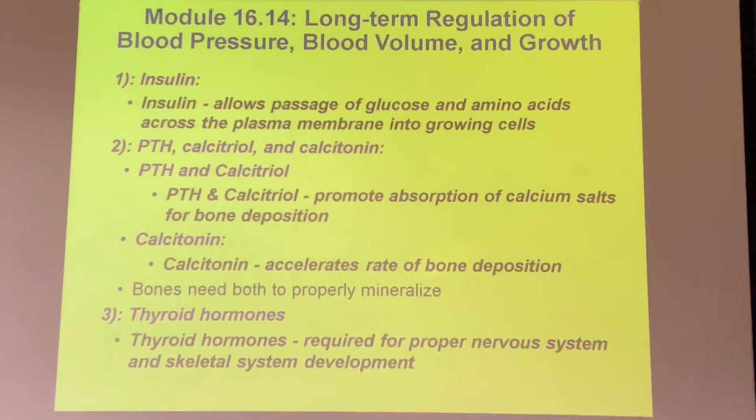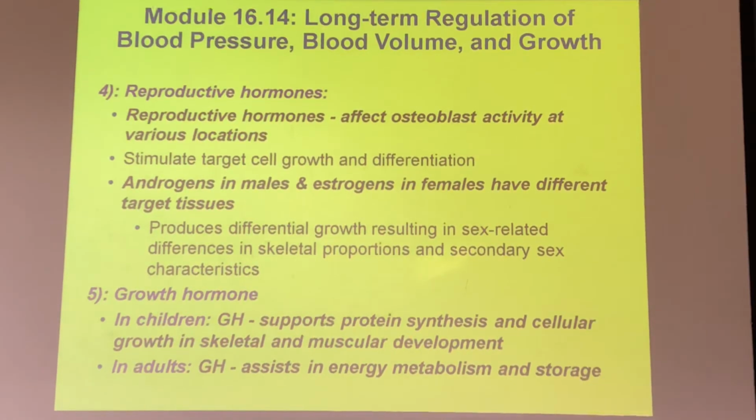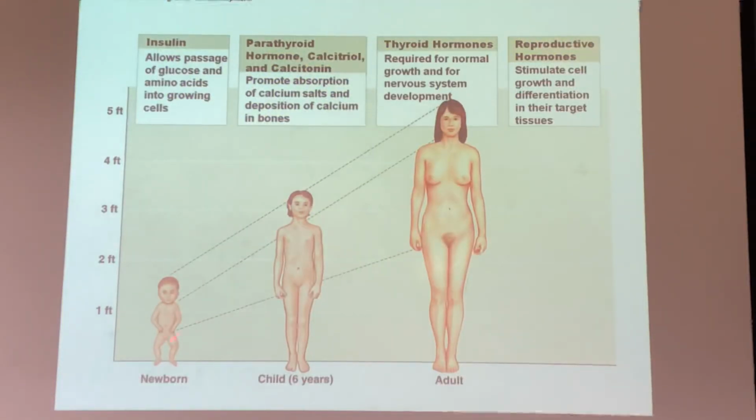Thyroid hormones are required for nervous system and skeletal system development. Reproductive hormones actually affect the osteoblasts. These are the cells of the bones at various locations. Androgens in the male and estrogen in the female have different target tissues. In children, the growth hormones support protein synthesis and cellular growth in the skeletal and muscular system because they have to grow. And in adults, it assists in energy metabolic activities. So this is in the newborn, you have insulin, parathyroid hormone, thyroid hormones, and reproductive hormones.